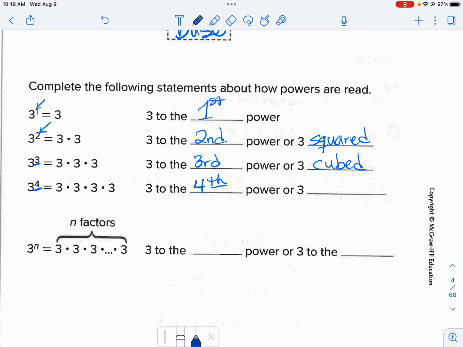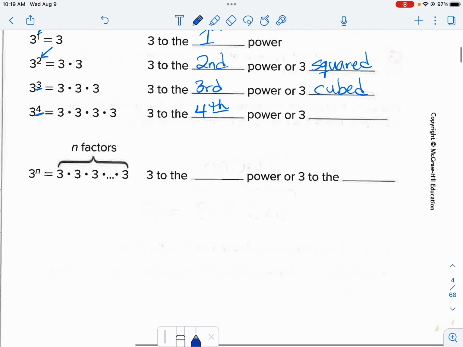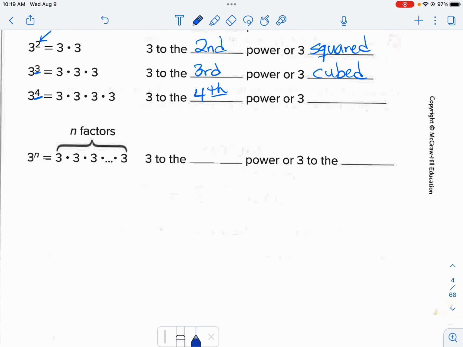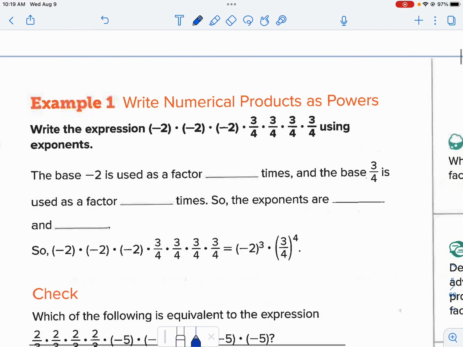or 3, I actually don't know, 3 to the 3, I don't know that one. I have to think about it. Okay, 3 to the nth power, or 3, I would do 3 to the nth. Maybe that's what this is. No, it's not. That's okay. I'll come back to it.